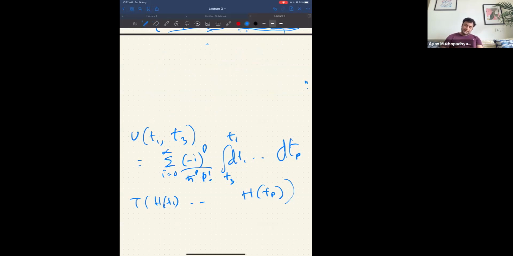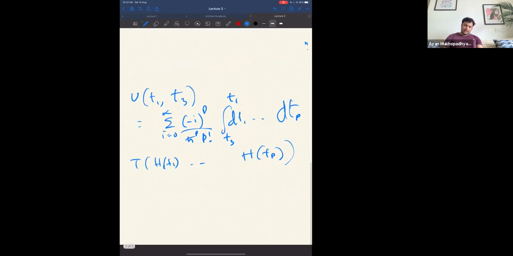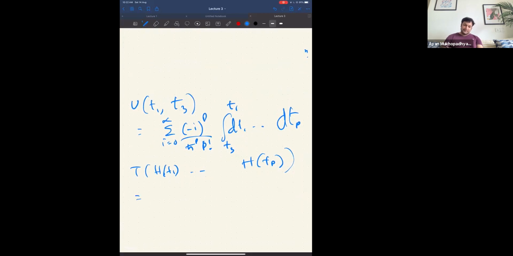Now here, when I write this, I can further say that out of this P, I will partition this T1 to TP into two parts. A part of them would lie in the interval T1 to T2, and a part of them lies in the interval T2 to T3, right? It's an arbitrary partitioning, which I can always do without loss of generality. Are you following? So I start from this expression.